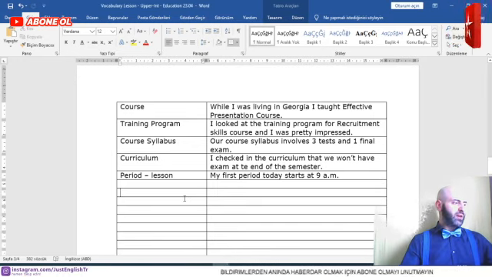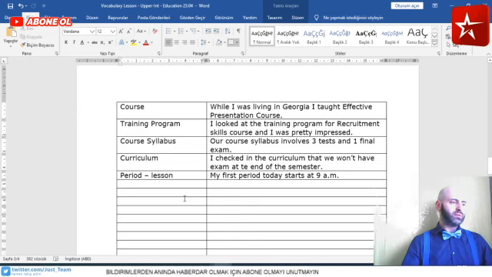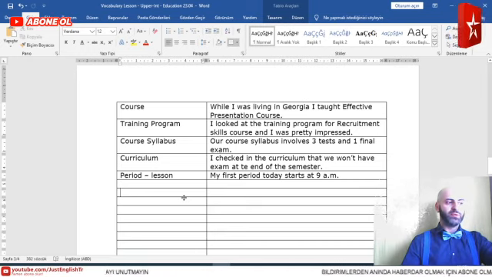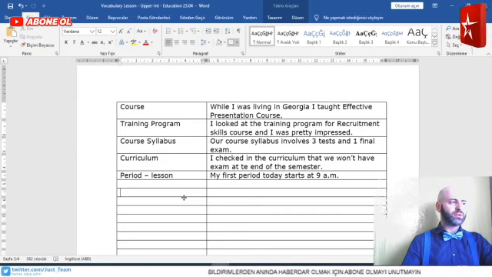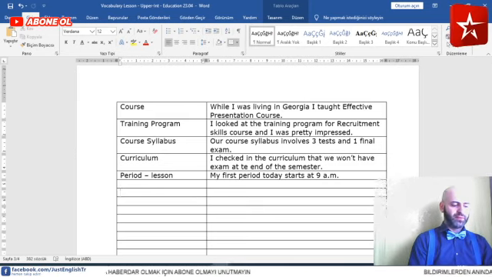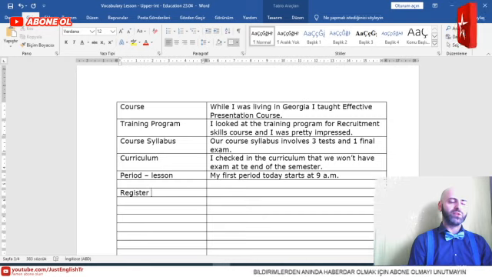So let's learn some verbs that we can use about schools and universities, because sometimes people don't know which verb they need to use in which situation. First thing that we need to learn is the verb register. We use the verb register for courses, but we don't use verb register for university.